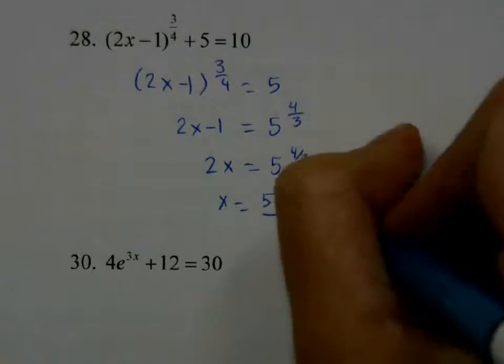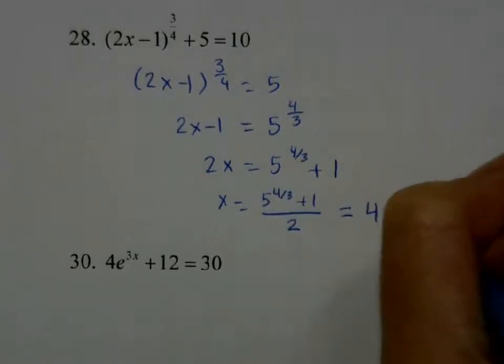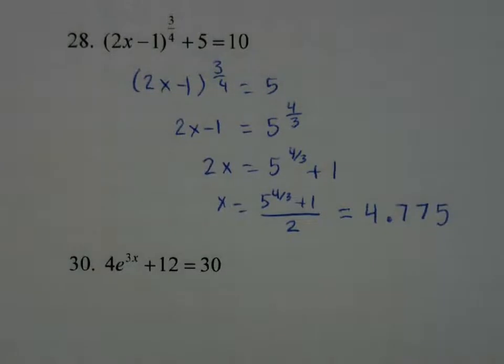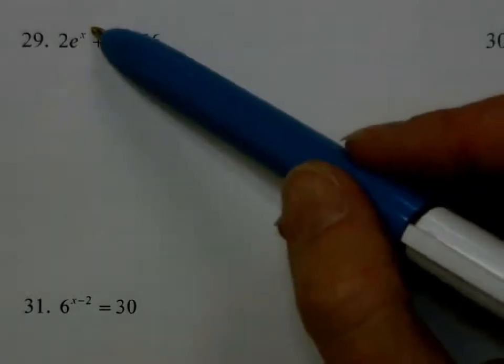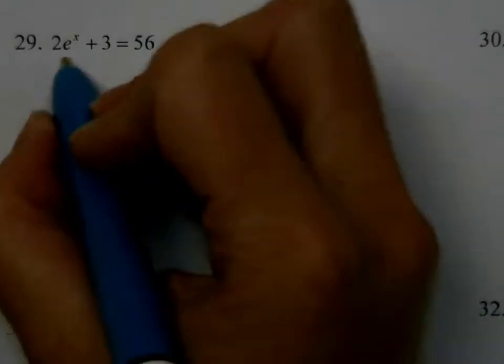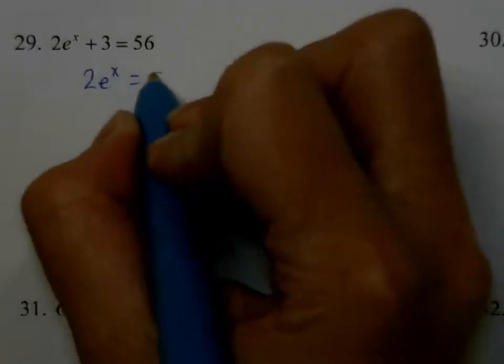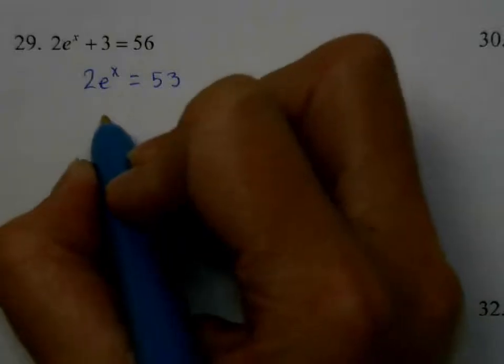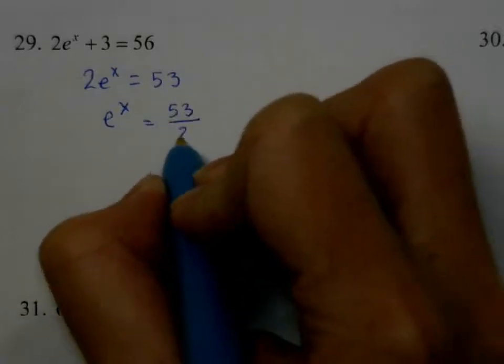Okay, so carefully enter that in your calculator and you'll get about 4.775. When the base is a number and the exponent is a variable, that's where we're going to need to use logarithms. So I'm going to solve for e to the x first. So 2e to the x equals 53. So e to the x equals 53 over 2.